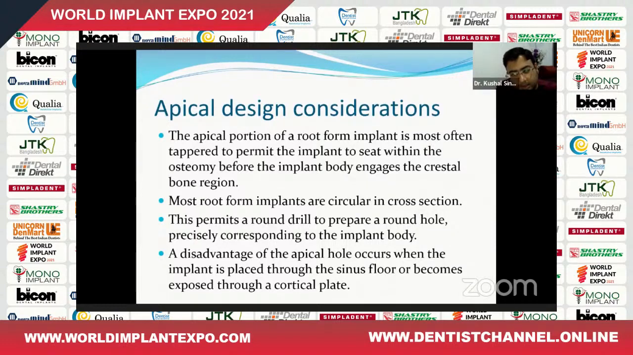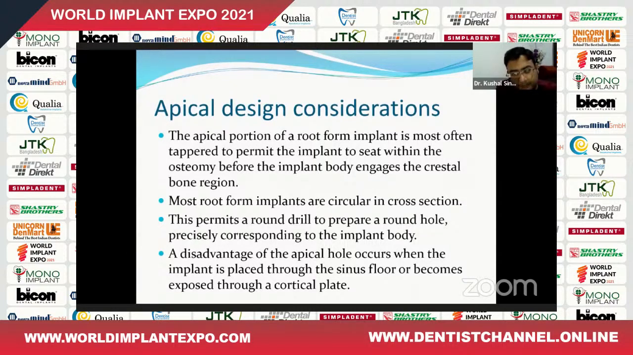Now the apical design consideration. An apical portion of a root form implant is most often tapered to permit the implant to sit within the osteotomy before the implant body engages the crestal bone region. Most root form implants are circular in cross section. This permits a round drill to prepare a round hole precisely corresponding to the implant body. A disadvantage of the apical hole occurs when the implant is placed through the sinus floor or becomes exposed through the cortical plate.